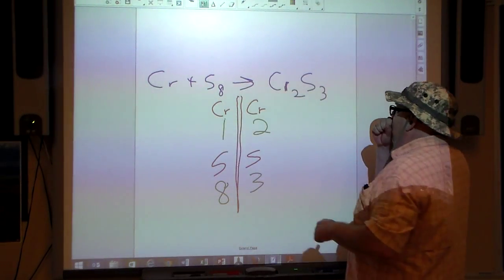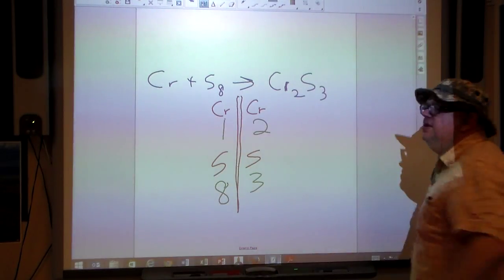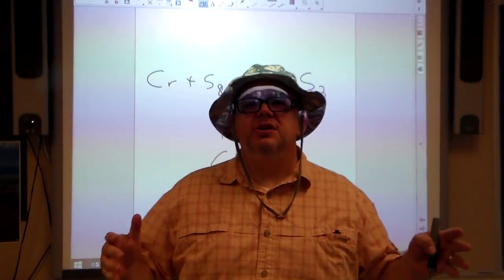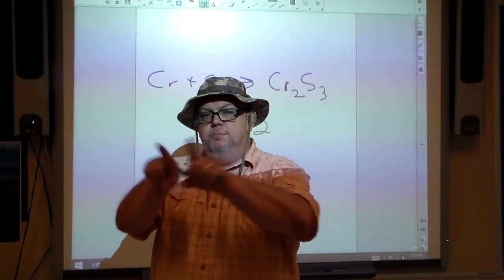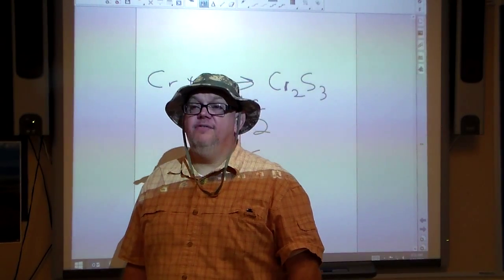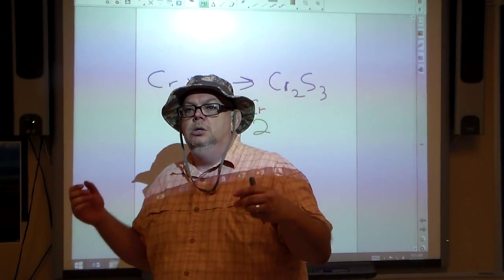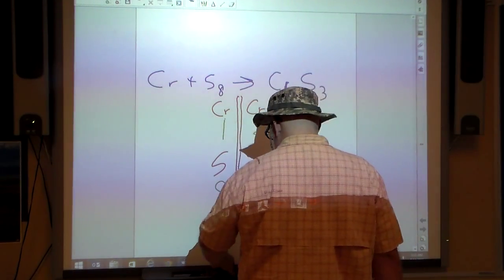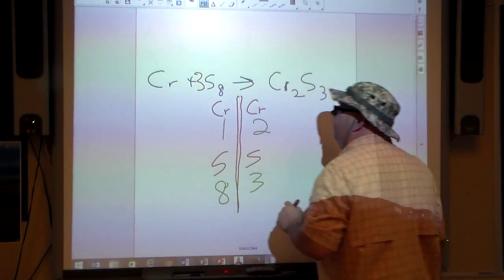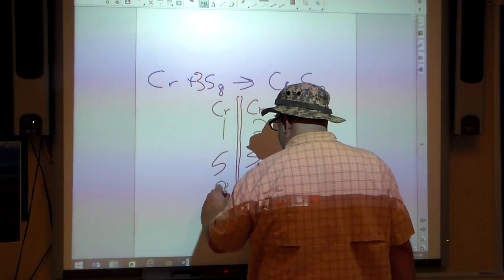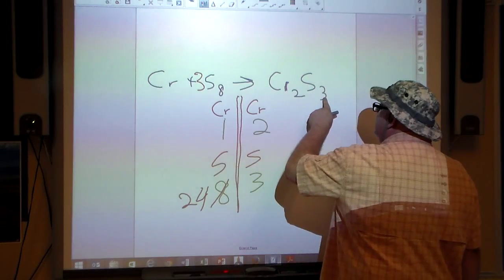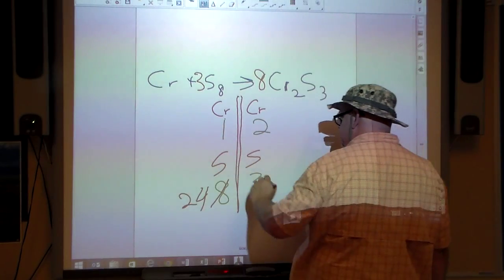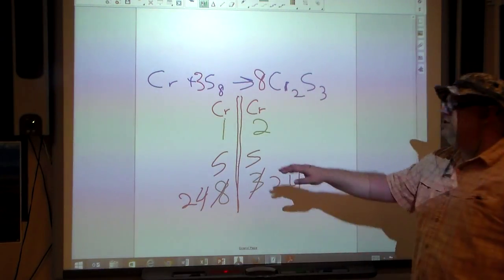So I have 8 sulfur on this side, 3 on this side. Now what number do 8 and 3 go into evenly? If it doesn't come to you immediately, you can multiply the numbers together. 8 times 3 is 24. So I put a 3 in front here, and 3 times 8 gives me 24. Now over here I've got a 3, so I need to put an 8 in here. 8 times 3 is 24. So now my sulfurs are balanced.